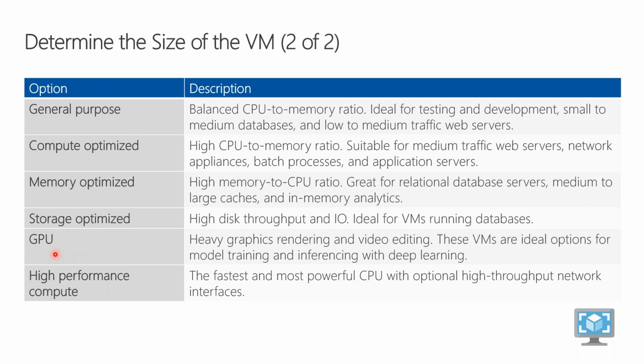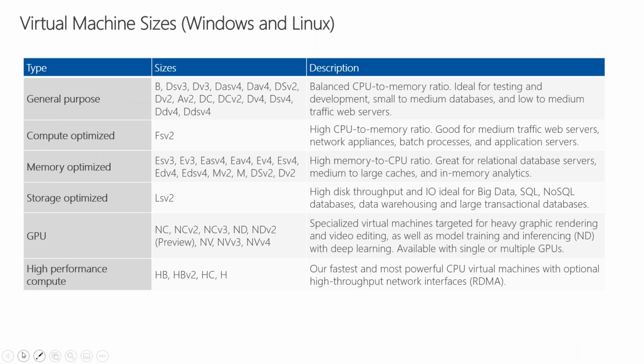And there will be something like GPU. GPU is for heavy graphics or something. On cloud, if you want that, you can go with the GPU applications. If you want the fastest and most powerful CPU, you will get high throughput over the network interfaces, then you will use this high performance compute. So these are the categories.